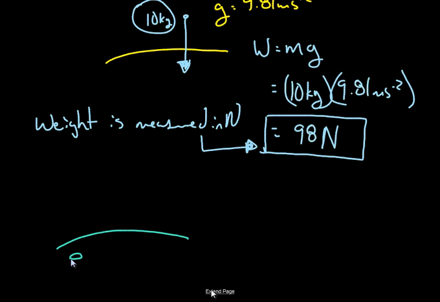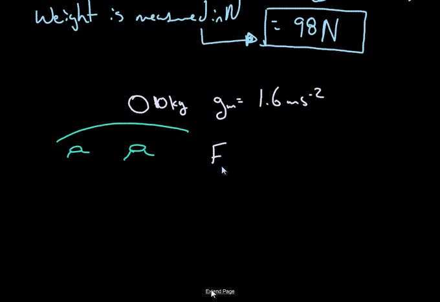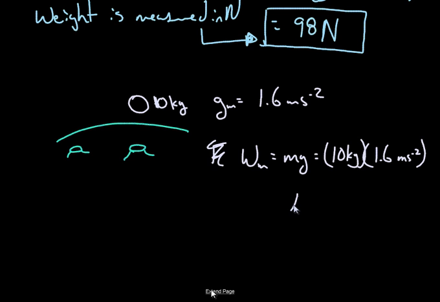The moon's all cratery and stuff. So you go to the surface of the moon, you take that 10 kg mass there, and it turns out the g value for the moon is actually 1.6 meters per second squared. So your weight on the moon is equal to m times g, which is 10 kg, that does not change, times 1.6 meters per second squared. And on the moon, this 10 kg is 16 newtons.